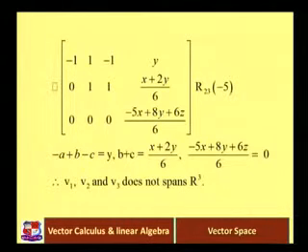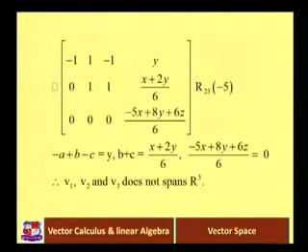So the first equation becomes -A plus B minus C is equal to Y. The second equation becomes B plus C is equal to (X plus 2Y) by 6. The third equation becomes (-5X plus 8Y plus 6Z) upon 6 is equal to 0. But that is not possible for all X, Y, Z. So clearly V1, V2 and V3 do not span R3.